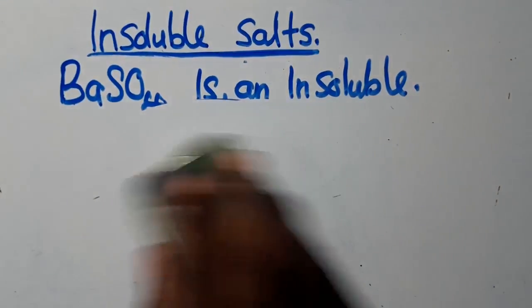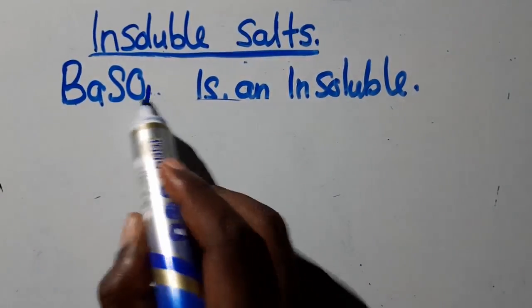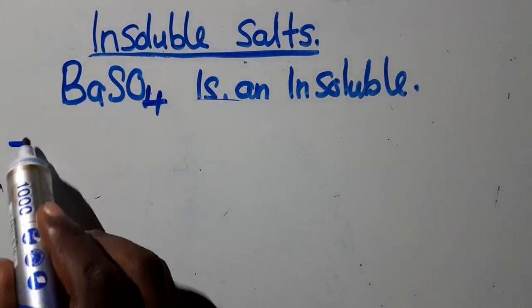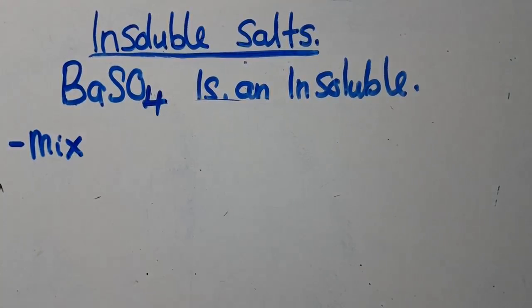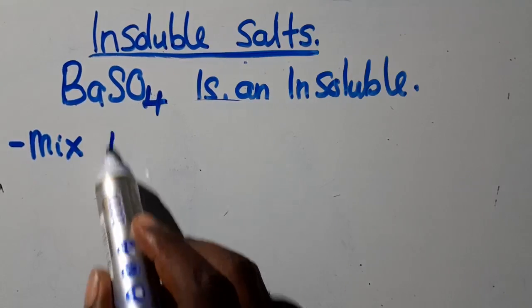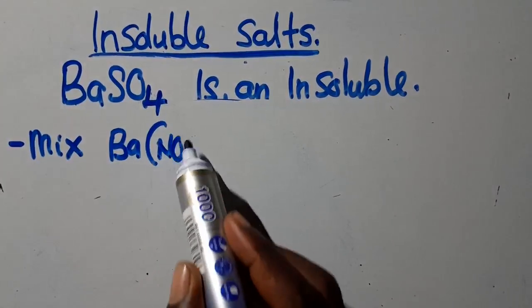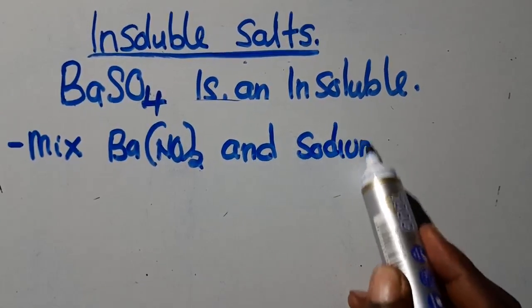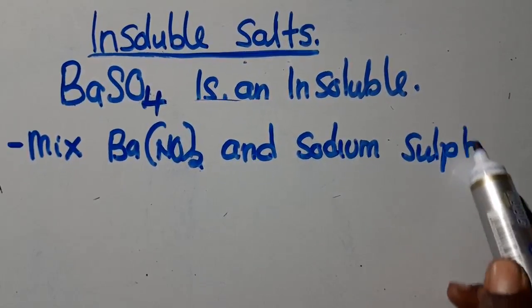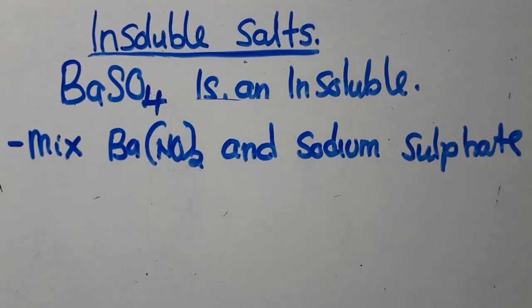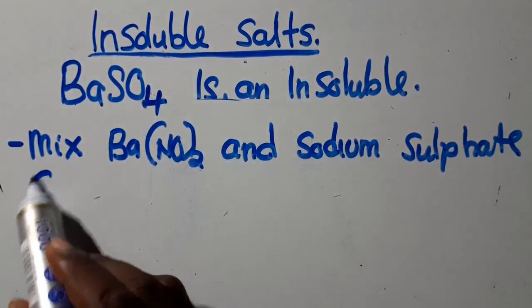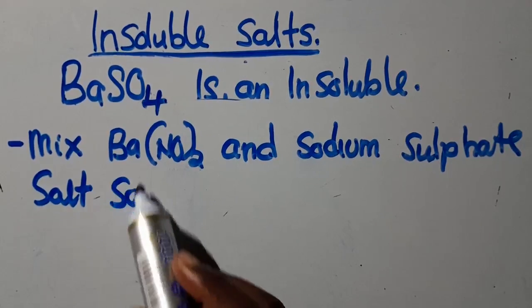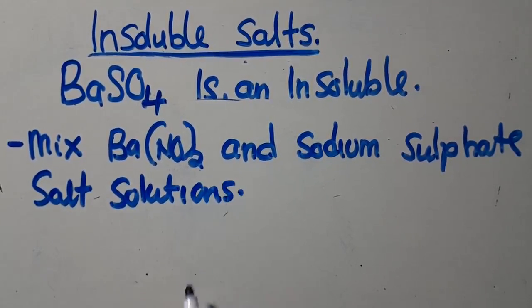So we've known that we need to react these two. So now, how can we prepare this insoluble salt? The first one, you mix. Here we won't say mix two soluble salts. We know the soluble salts that we are mixing. So we mix barium nitrate and sodium sulfate. So I'm writing in points form, but in an exam, don't write in point forms. So salt solutions. This is the first step.